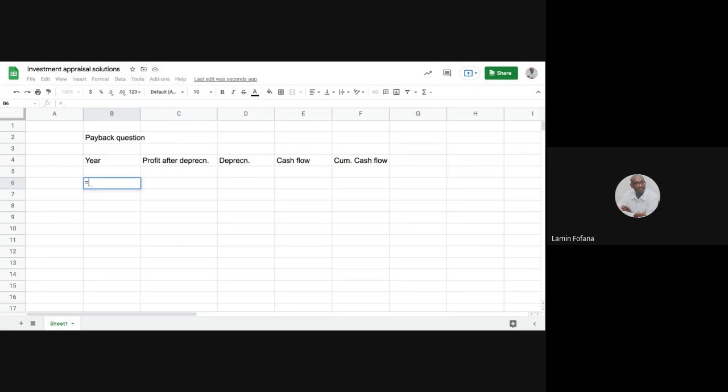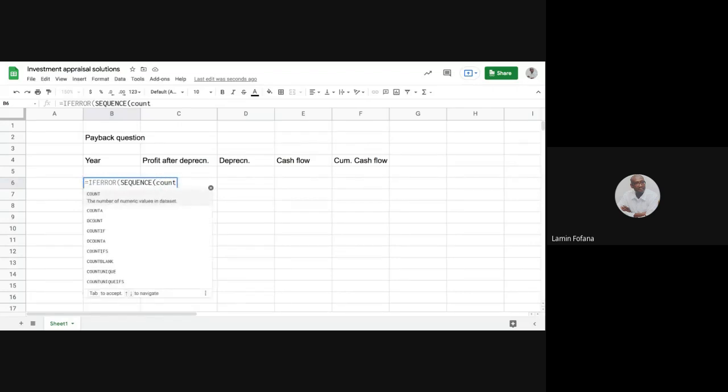So you say equals, we'll put IFERROR. Okay, IFERROR, then bracket opens, we'll do SEQUENCE. Okay, we'll do COUNTA. So we're going to start counting from where? From C6. So you type C6. Okay, bracket closes. Then you say comma. What you do if it's an error, then bracket closes again, bracket closes, enter.